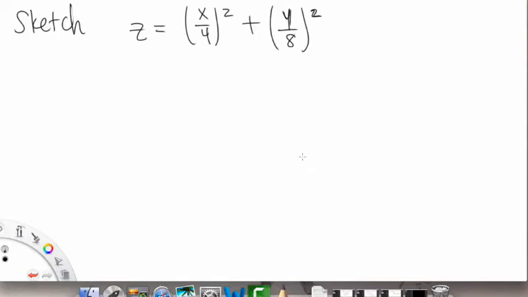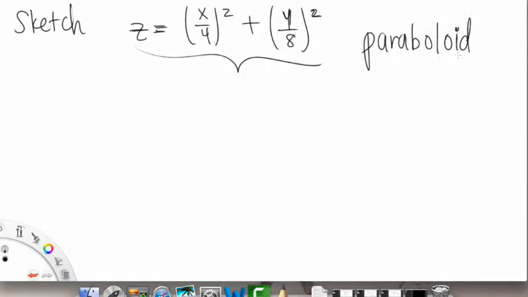Okay, for this problem we're going to sketch the graph of z equals (x over 4) squared plus (y over 8) squared. Here we see we have z equaling a single z, not z squared or anything like that. So z is equal to some variable, x over something squared, plus another variable, y, over something squared. So we have two variables being squared and they're being added to each other. So this is actually going to be a paraboloid, okay? So this is a paraboloid of some sort.